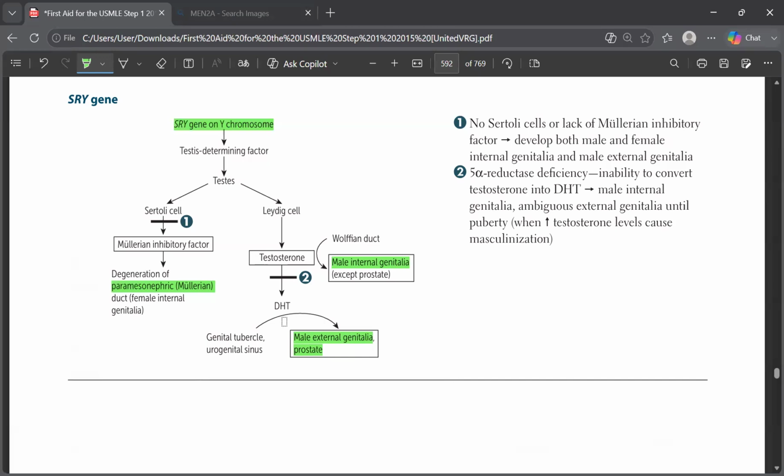So the male internal genitalia will develop, but there would be ambiguous external genitalia until puberty, because after puberty there are increased testosterone levels, which will eventually cause masculinization of the genitalia.